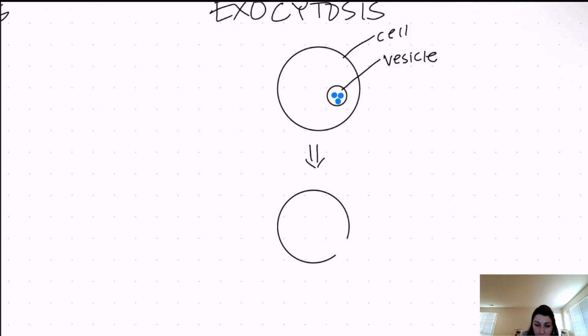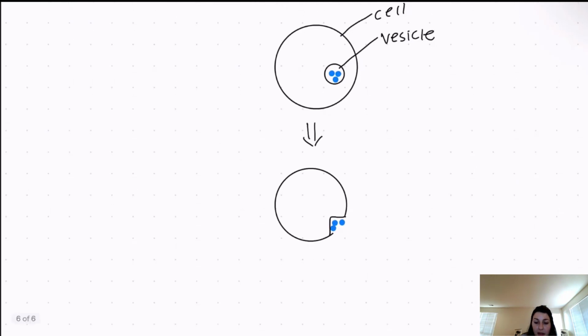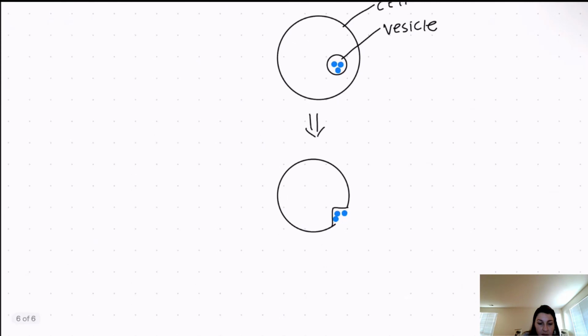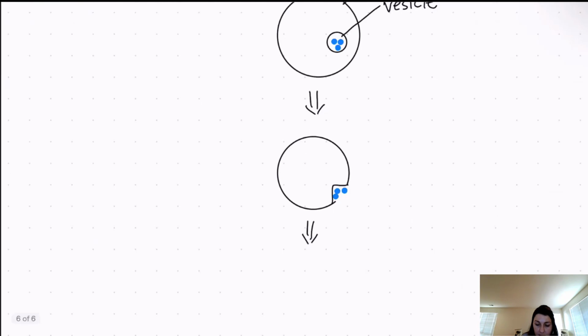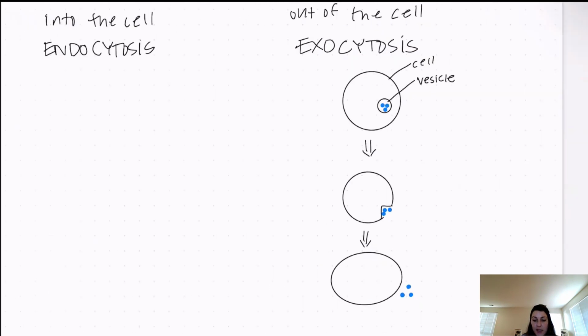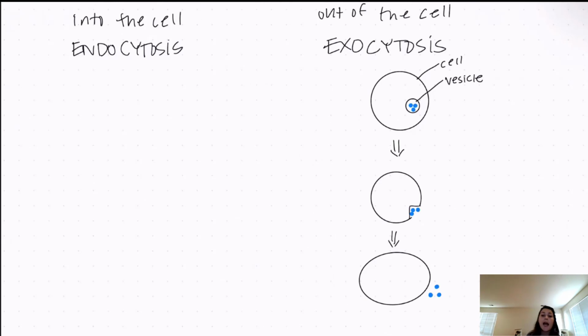That vesicle fuses with the plasma membrane, and I still have 3 little blue molecules. And then that blue stuff just gets to leave the cell. That's kind of nice. So then that blue molecule gets to leave the cell. 1, 2, 3. So that's exocytosis, the process of something leaving a cell.